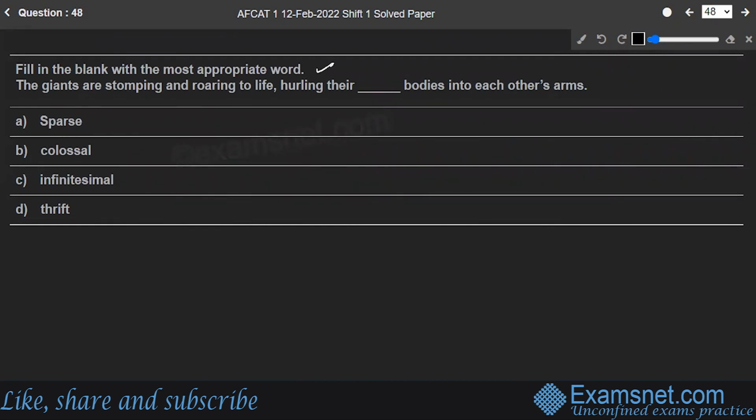The blank is: the giants are stomping and roaring to life, hurling their dash bodies into each other's arms. The given options are sparse, colossal, infinitesimal, and thrift. Let's see the meaning of all of these one by one. So, sparse means thinly dispersed, or you can say scattered. Easy one.